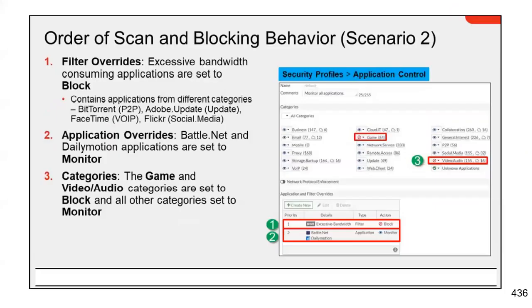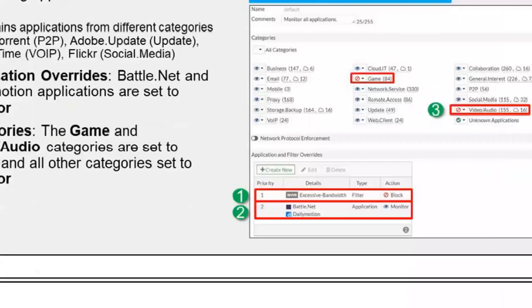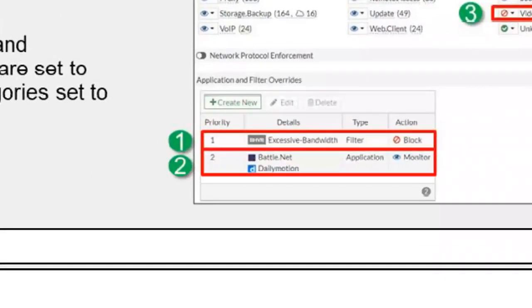But in scenario 2, you can see that the priority will be given to excessive bandwidth. Hence, if you try to access Dailymotion, although it is under monitor, you might be thinking, why is it not happening? But the problem is that your priority precedence is basically taking over.